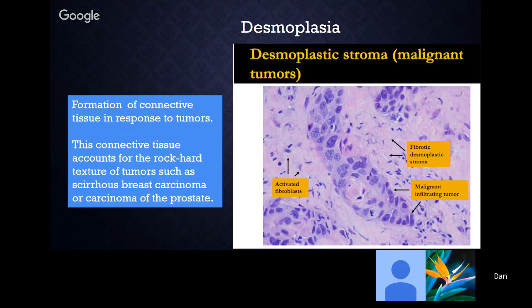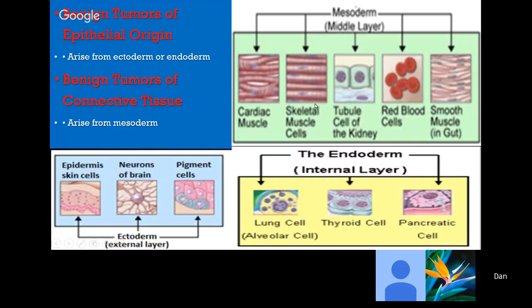So I put here two examples. For example, the scirrhous breast carcinoma or the prostate carcinomas, which are tumors that are super, super hard, and that is because of the connective tissue and the collagen deposit all around that you see in here. This is breast, and you have the malignant tumor that is infiltrating. You start to see division of cells and all the desmoplasia all around.